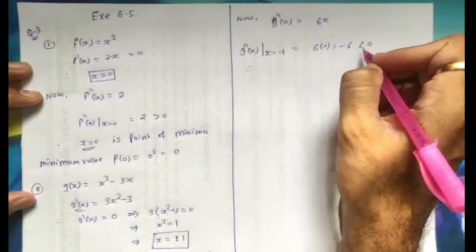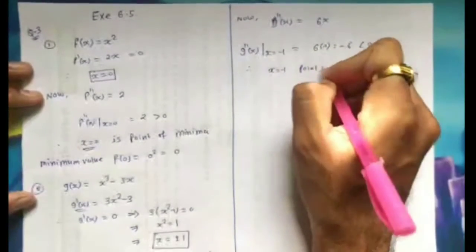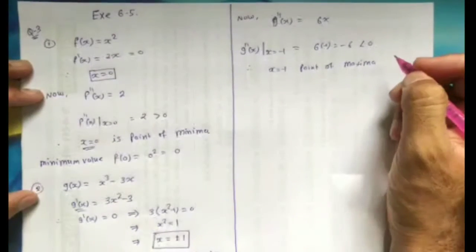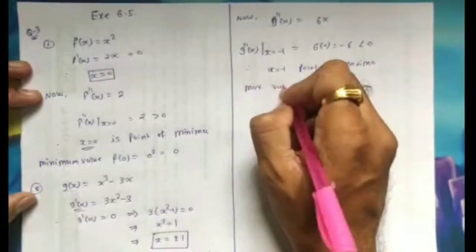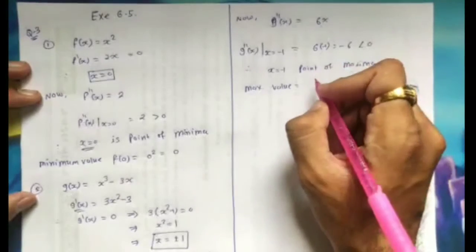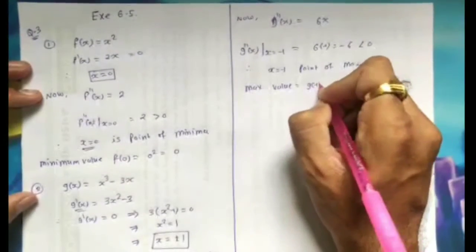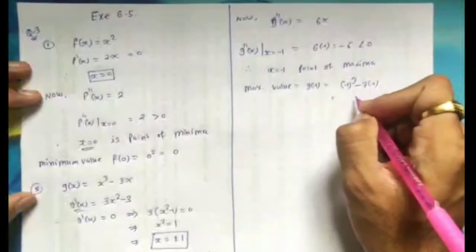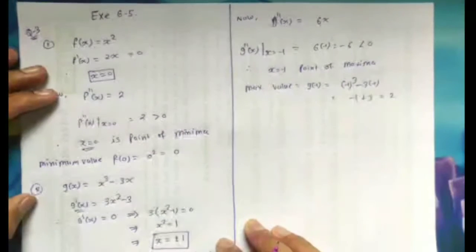So when g double dash x is less than 0, we can say that this value of x is the point of maxima. So for the maximum value, put x equal to minus 1 in our function. It's g of minus 1, which is minus 1 cube minus 3 into minus 1, that is minus 1 plus 3 equal to 2. Done.